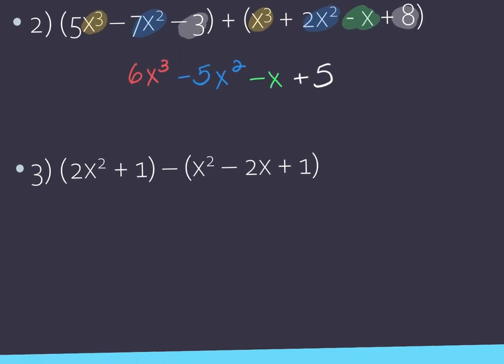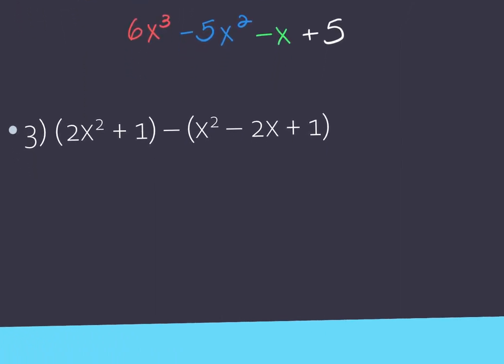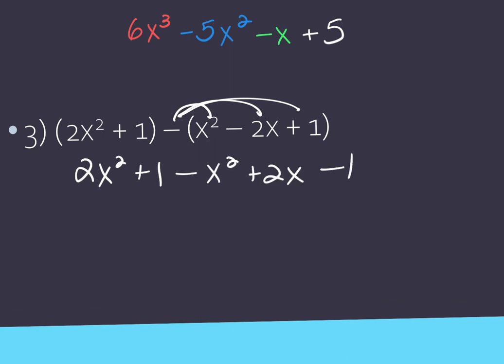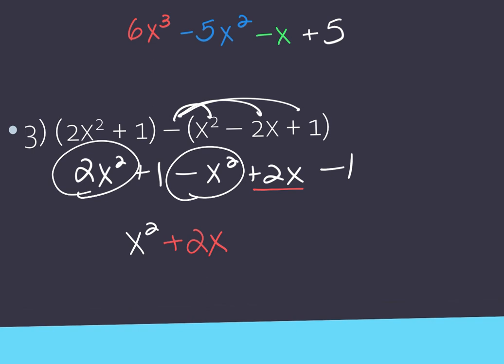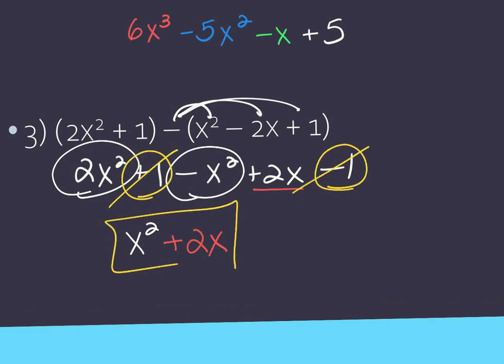With number 3, it's a minus between. So the first thing we have to do is change the signs of everything after that minus. I end up with 2x squared plus 1 minus x squared plus 2x minus 1. And then I want to combine my like terms again. So 2x squared gets combined with a negative x squared, and that's x to the second. There's only one x, so the 2x stays by itself. And then a positive 1 and a negative 1 actually cancels out. So that's my answer.